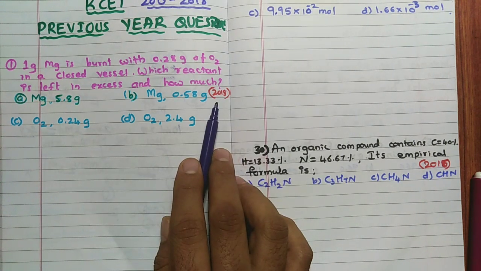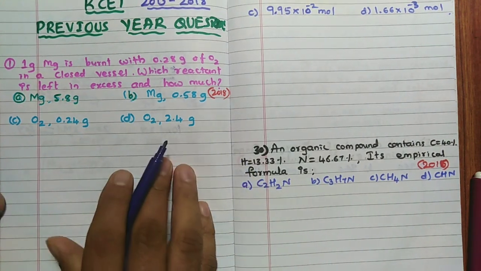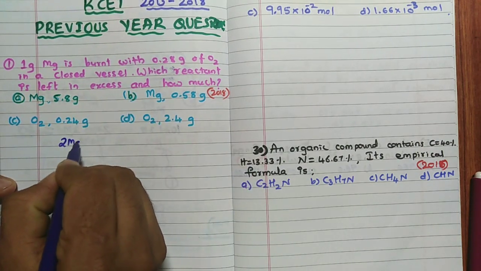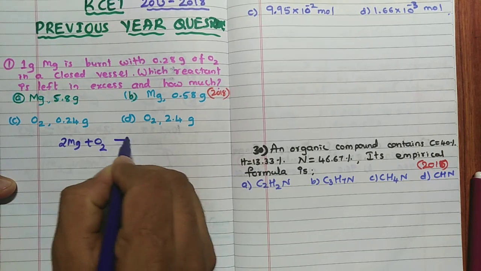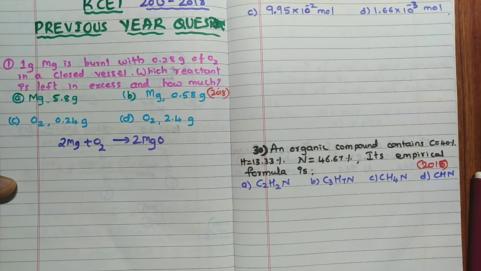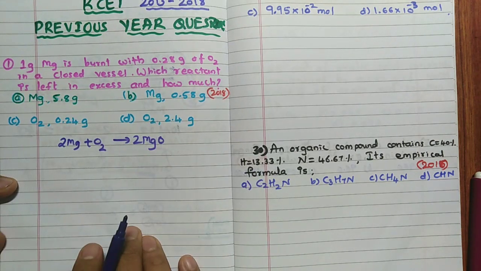Remember, this was asked in 2018. So now, what we will do, we will write the reaction first. 2 Mg plus O2 gives rise to 2 MgO. This is the reaction. So the oxygen and magnesium weights are given.